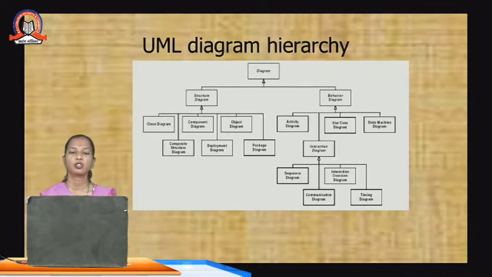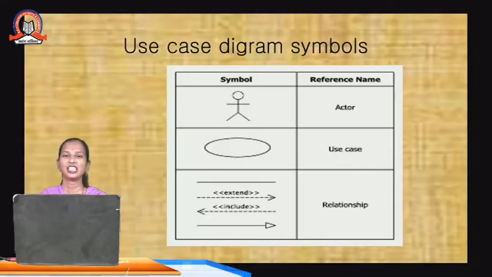UML diagram history is as follows. We've already talked about the two types of diagrams that we draw, that is the structure chart and then the behavioral diagram. Now let's see the various symbols used in the various diagrams. So first diagram, that is the use case diagram. It has three symbols used in it.